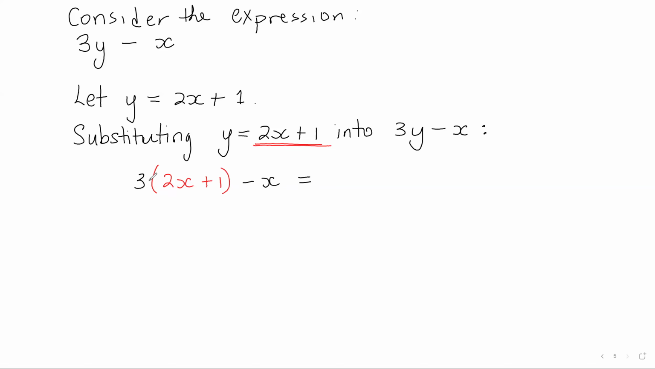Well, we just reviewed how to remove these brackets. So this will be 3 times 2x, which gives me 6x, and then 3 times 1, which is 3. And then I still have minus x on the outside here. So that will be 6x plus 3 minus x. Grouping like terms will be 6x minus x plus 3. So 6x minus x is 5x. And then I don't have any like terms with 3, no other constants. So this will just be 5x plus 3.